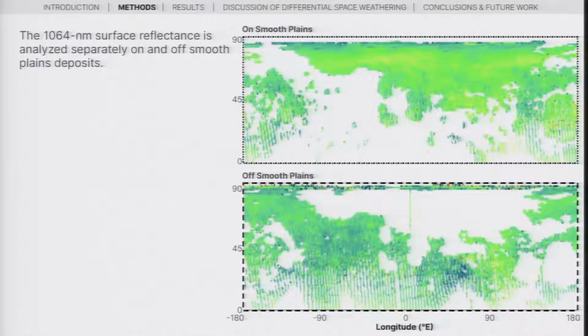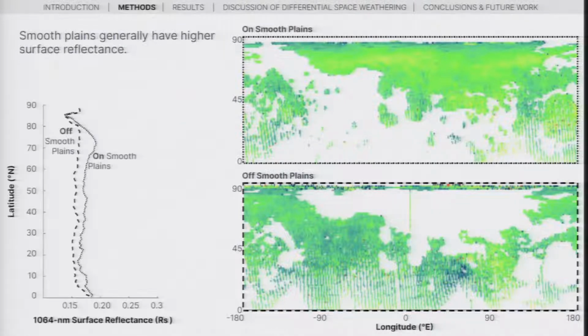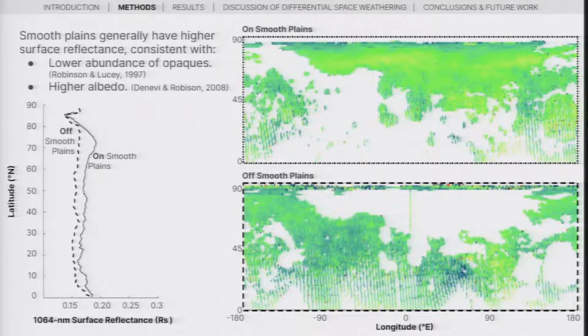And maybe you've already noticed this right away, but of course there are various factors that can influence the albedo. It's not just space weathering. Some of the starkest differences relate to the smooth plains. So what we've done so far is separate the smooth plains as mapped by Brett's work, and surfaces that are outside of the smooth plains. You can see this quantitatively, that the smooth plains are relatively brighter. This is consistent with various previous work looking at Mariner 10 data, suggesting that smooth plains have lower abundance of opaques and also relatively higher albedo.